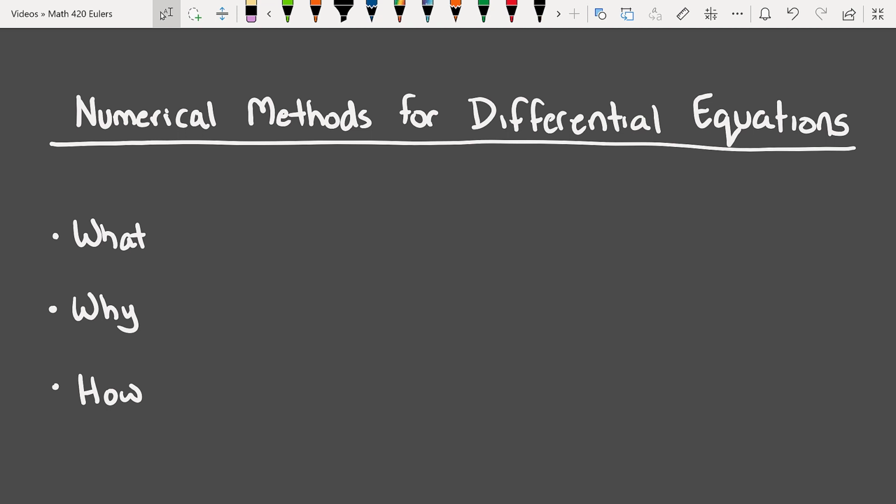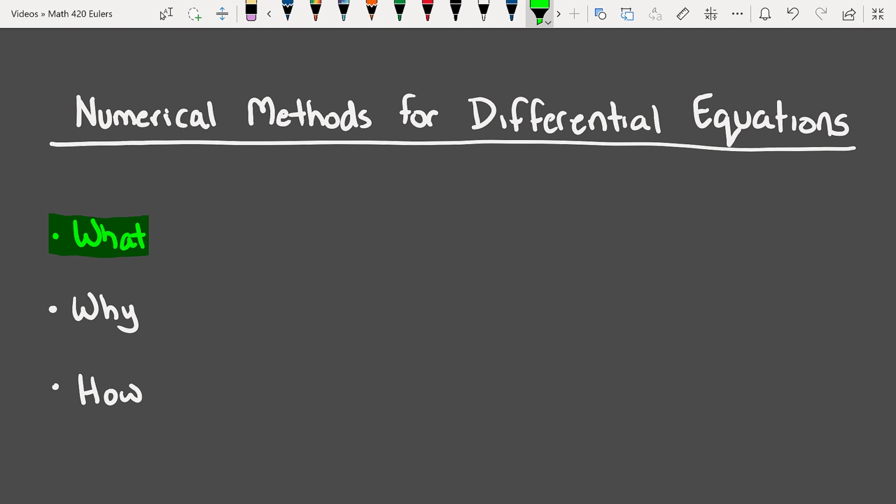Now, before we go too far, I want to mention what numerical methods are in general. Like, what do we need them for? Why do they exist? Did we learn about them before? That type of thing. And the reality is we have. So we're going to focus on the what.